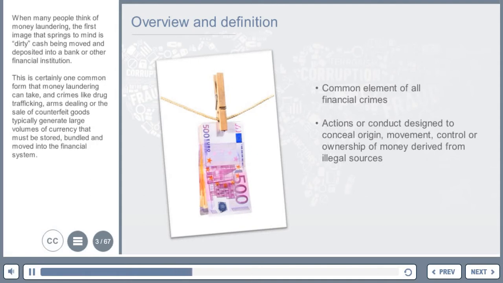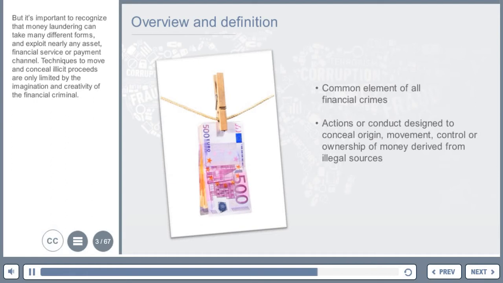When many people think of money laundering, the first image that springs to mind is dirty cash being moved and deposited into a bank or other financial institution. This is certainly one common form that money laundering can take, and crimes like drug trafficking, arms dealing, or the sale of counterfeit goods typically generate large volumes of currency that must be stored, bundled, and moved into the financial system. But it's important to recognize that money laundering can take many different forms and exploit nearly any asset, financial service, or payment channel. Techniques to move and conceal illicit proceeds are only limited by the imagination and creativity of the financial criminal.